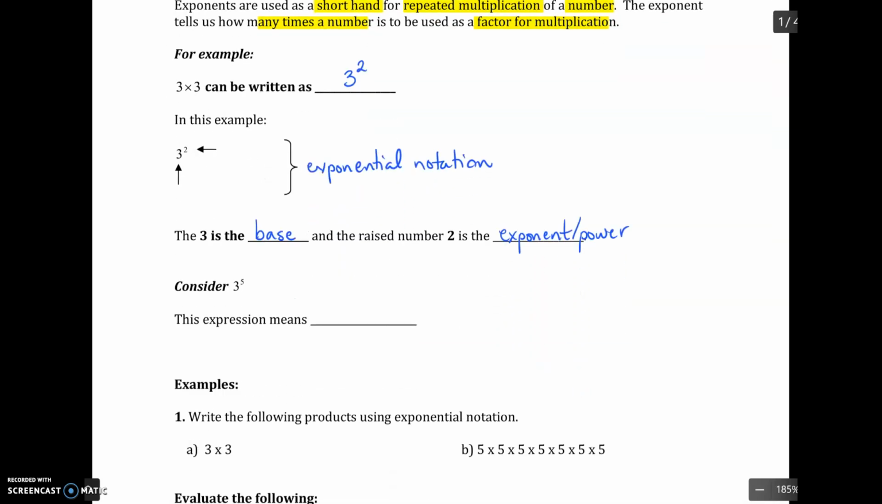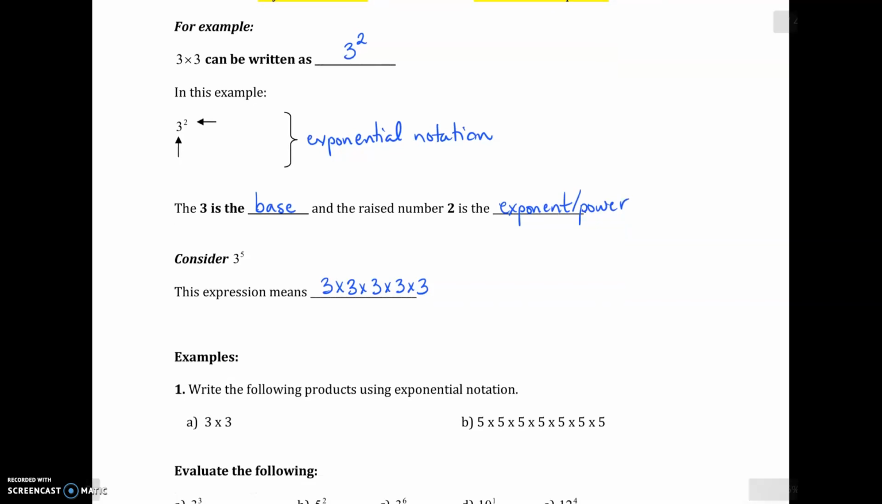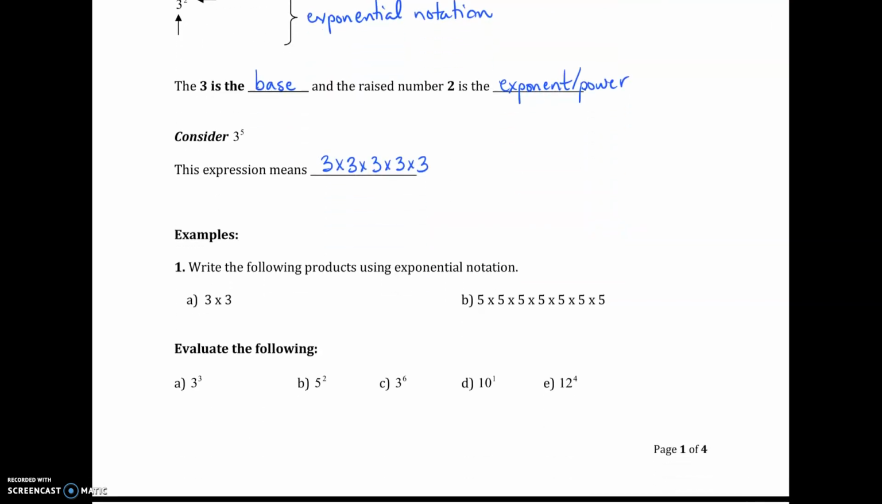Okay, so now take a look at 3 to the 5. Again, that means that you have repeated multiplication of 3, but 5 times. Nice, easy concept. So go ahead and do the 2 examples in question 1.